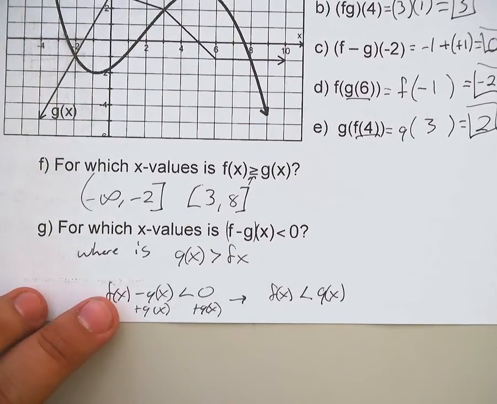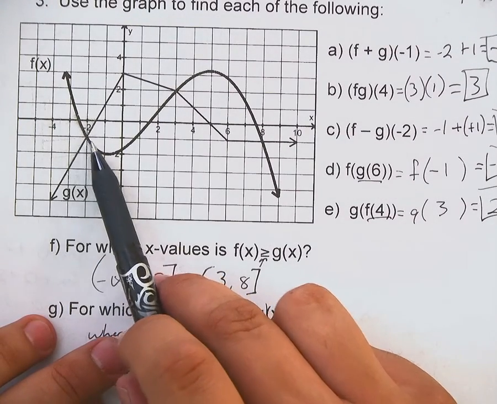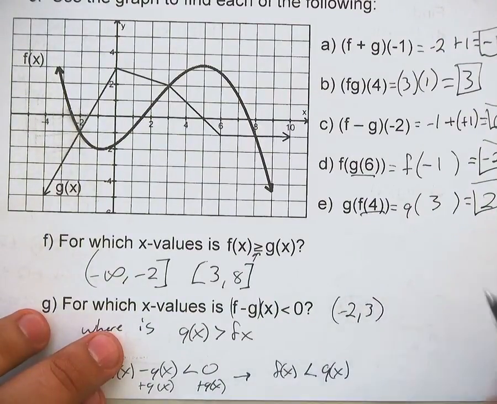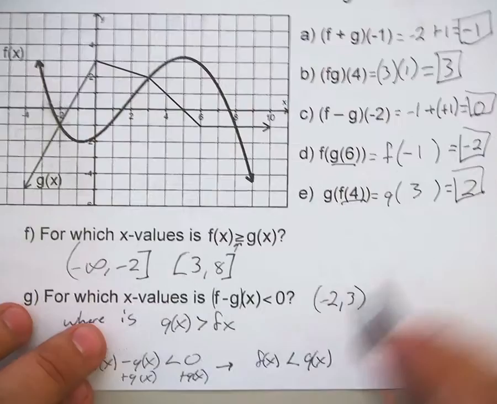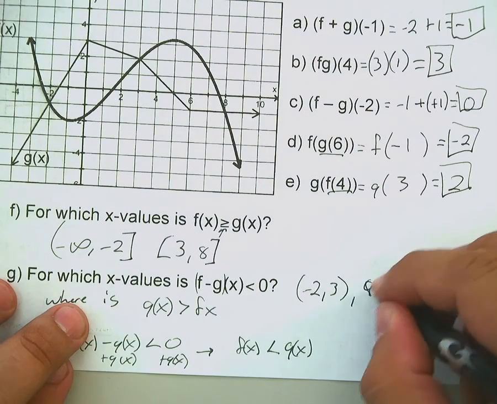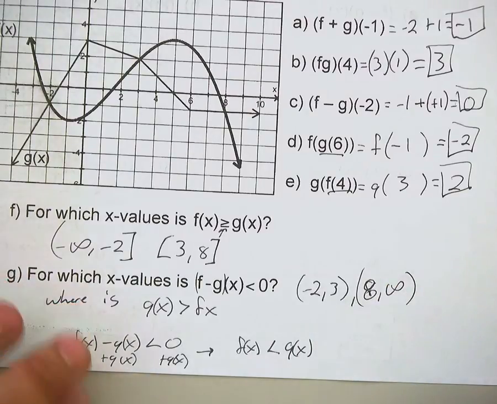Fantastic. Where is f of x below g of x? Well, f of x is below g of x from negative 2 to 3. Parentheses because it is not included, and from 8 to infinity. Alright, hope you guys can get this. Pause it, rewind it, check it, flip it, erase it, whatever you want to do with it. Remember this. Come to school tomorrow ready to go.